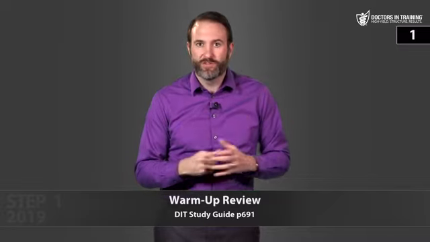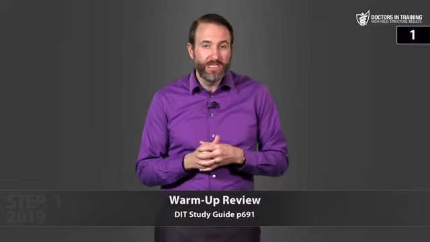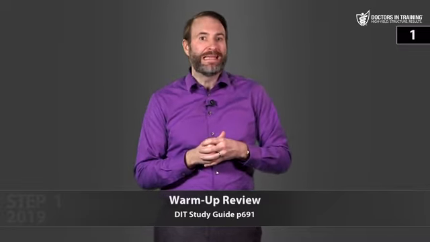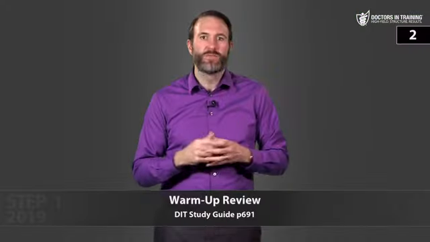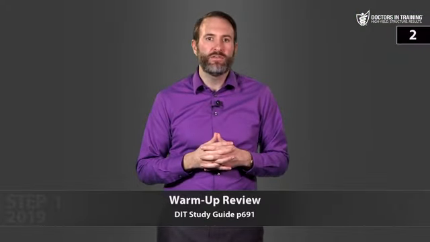Let's get going. First question here: a deficiency of which vitamin results in gum bleeding, bruising, anemia, and poor wound healing? So this is going to be classic scurvy, which is vitamin C deficiency. Next, what disorder is associated with each of the following findings?